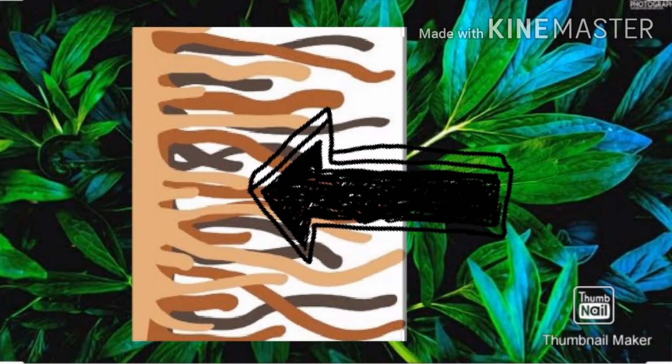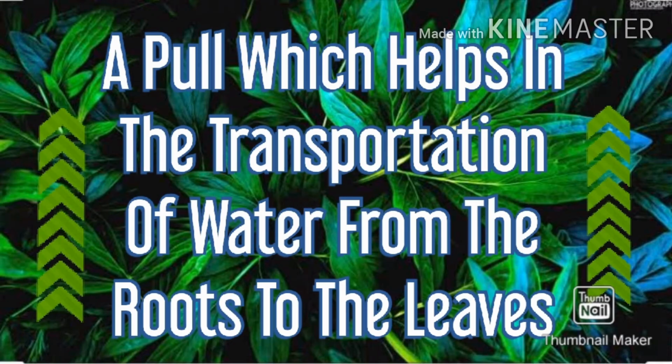Once the water and minerals pass through the root hairs and into the xylem, which is a tube-like structure made up of dead cells, it is carried up by the transpiration pull of the plant, and it sets out on its journey to the leaves. The transpiration pull is a pull which helps in transportation of water from the roots to the leaves.